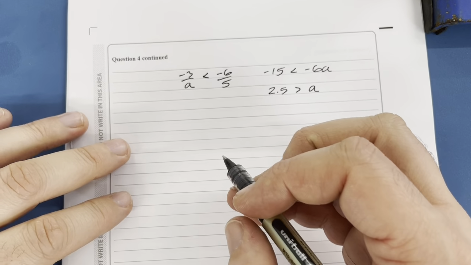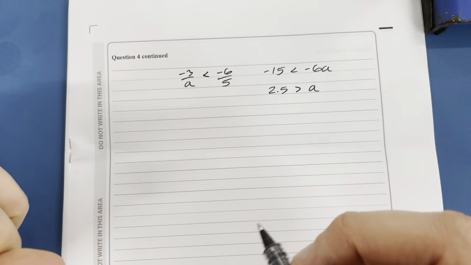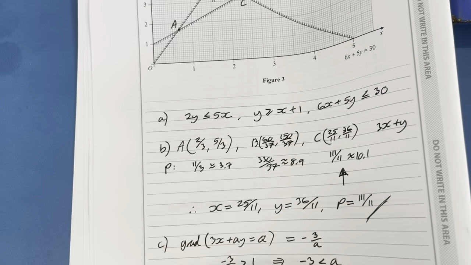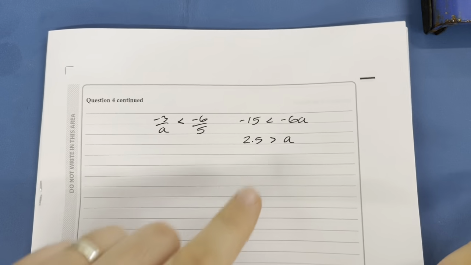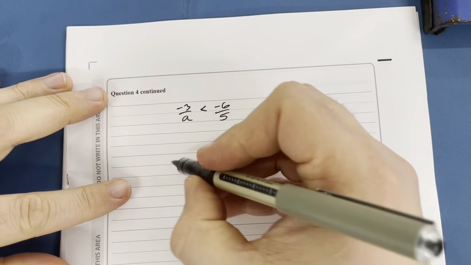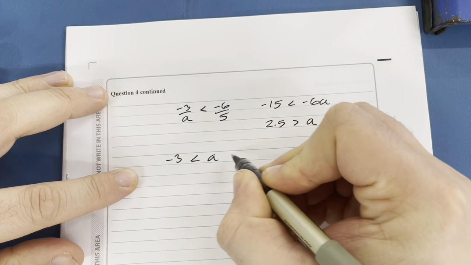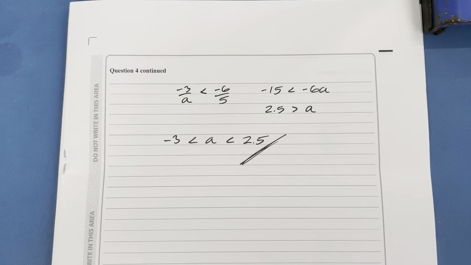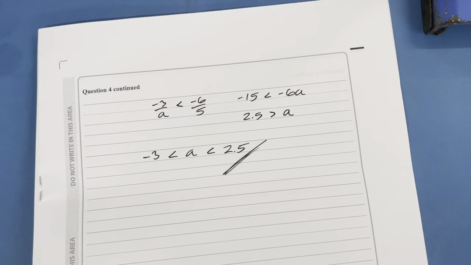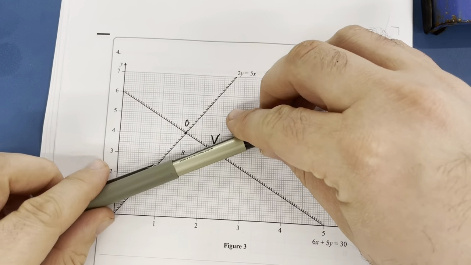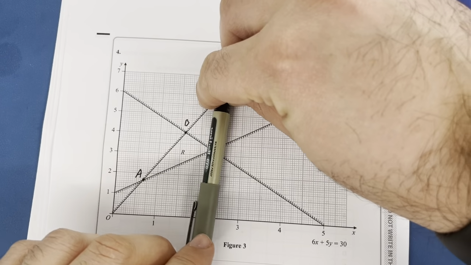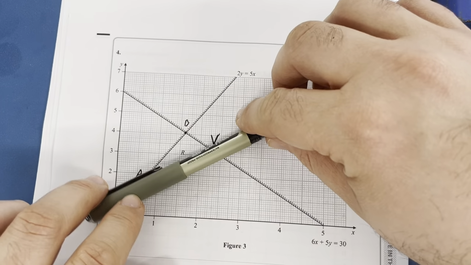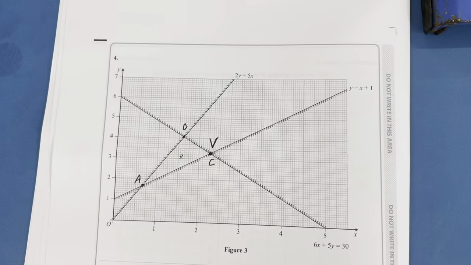Okay, so therefore I want A to be between minus 3, because I want A to be bigger than minus 3, but I also want A to be less than 2.5. So I get minus 3 is less than A is less than 2.5. And that's my answer to C. And that's me considering the gradient of the lines that go through V, that keep the vertex V on that line.